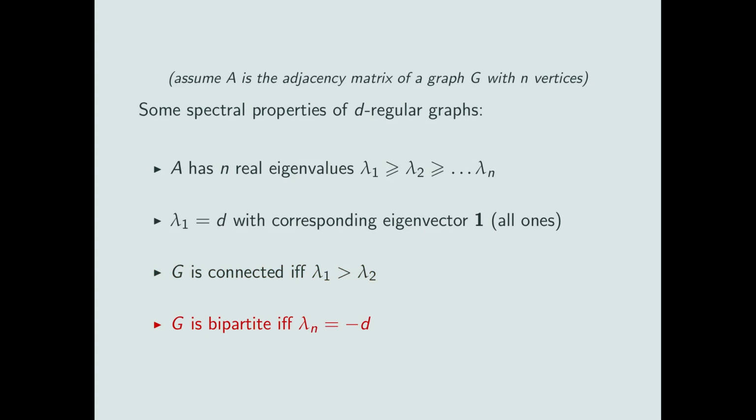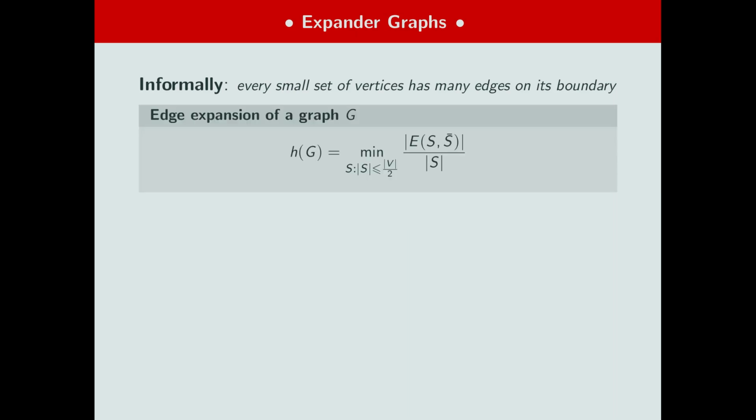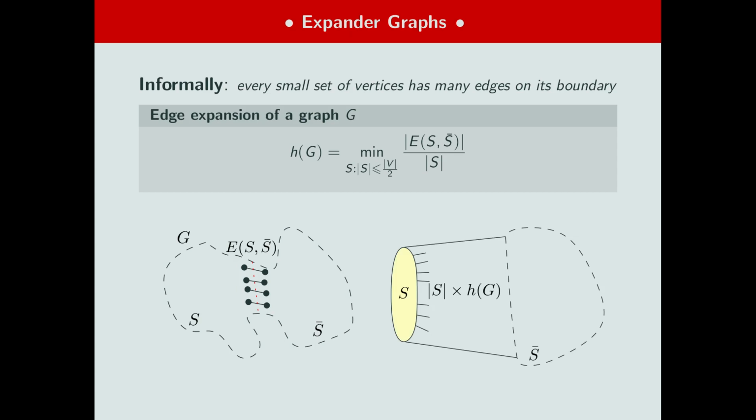So the first object we're going to need to describe are expander graphs. These are graphs where every small set of vertices have many edges on its boundary. More formally, the edge expansion of a graph is governed by this expression over here. This ratio compares the number of edges leaving a certain set of vertices, or equivalently, the cut they induce, and the number of vertices in the set itself, like it's depicted in the picture on the left. If the edge expansion is large, that means that every set of vertices has a lot of edges that leave that set, like we can see here on the picture on the right.